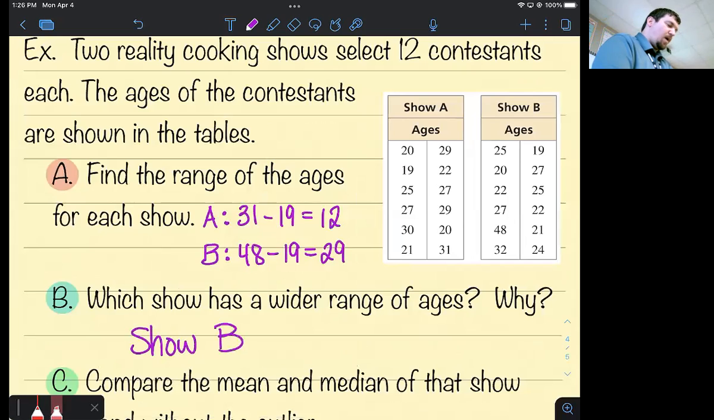Why does show B have a wider range of ages? Xander? There's an outlier. There's a 48-year-old on the show, right? So we have an outlier, and the outlier is going to affect the range as well. If I'm looking at two data sets, one of them has a small range and one has a wider range, the one that has the wider range is more spread out. Or in this case, it's not even so much spread out as you got all these data points over here and you got one old guy, right? So it's spread out, but it's actually very condensed apart from this.